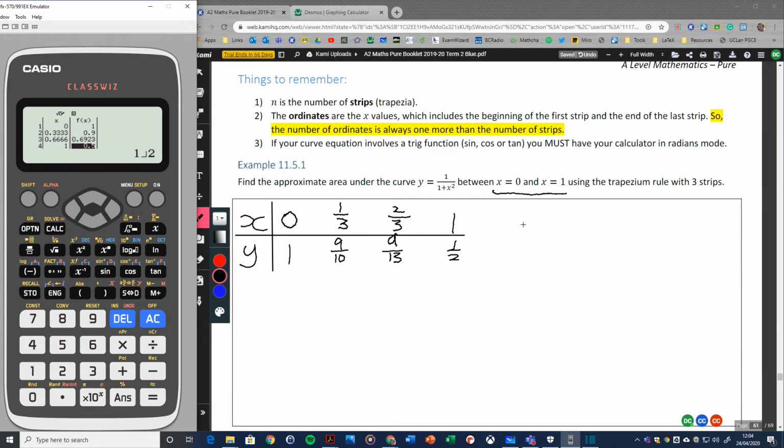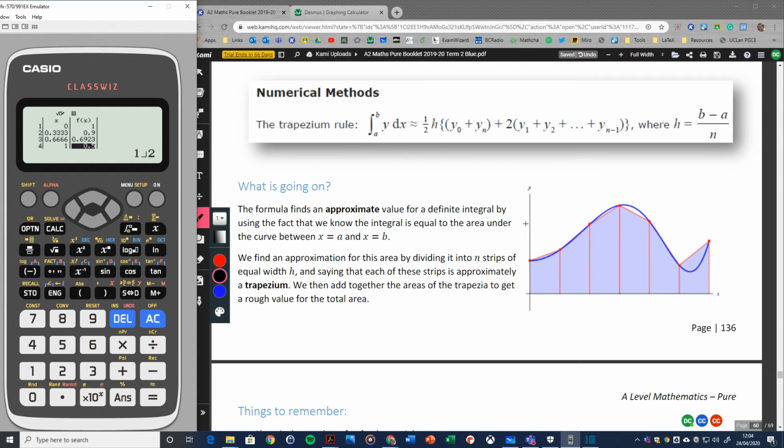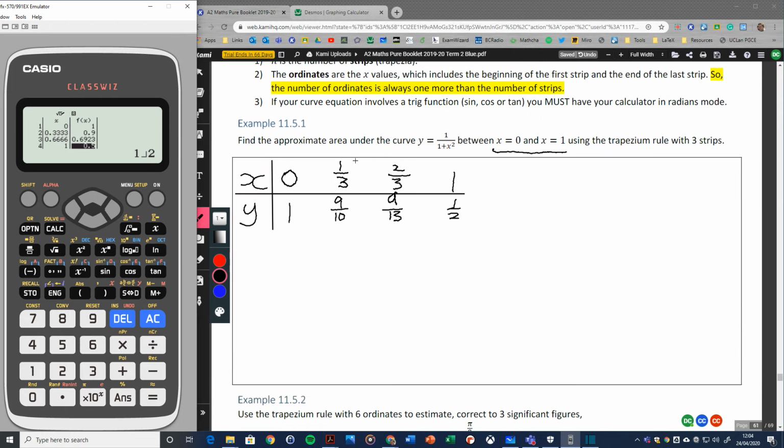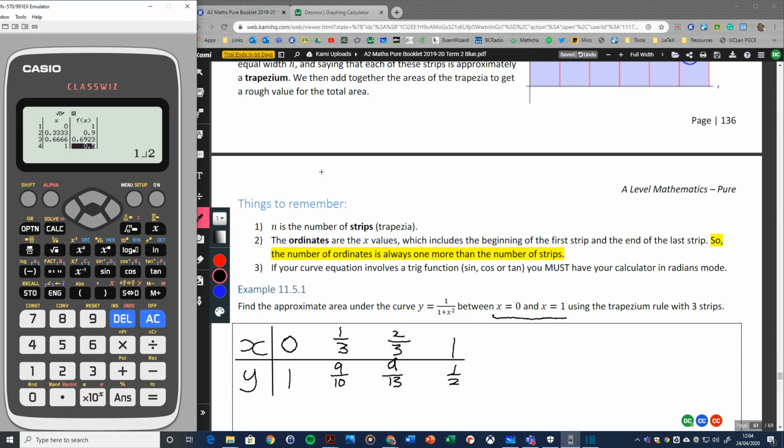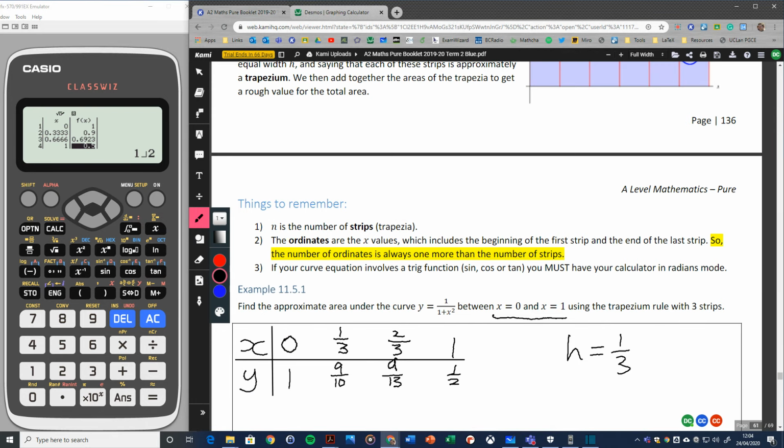So there's our values. We now go back to the trapezium rule, and here it is. Basically, it's a half times h, where h is the width of each strip. That's what we worked out at the beginning. The width of each strip is 1/3. Just going to write that down. So h is 1/3. We found that earlier just by thinking about it.